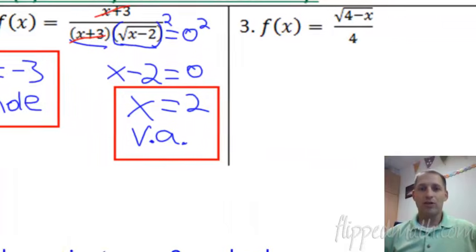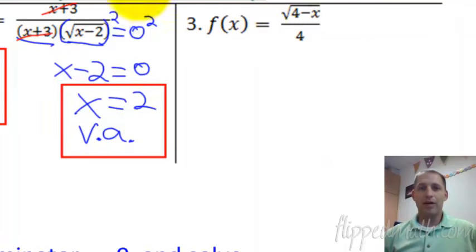Okay, number 3. Let's try this one. So the denominator, set it equal to 0. That's how we find discontinuities. And solve it. Well, how do you solve this? There's no x in the denominator here. You can't solve it. 4 does not equal 0. It's not possible to solve it.